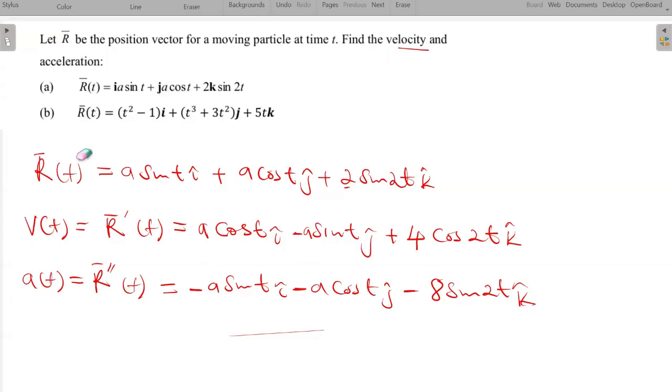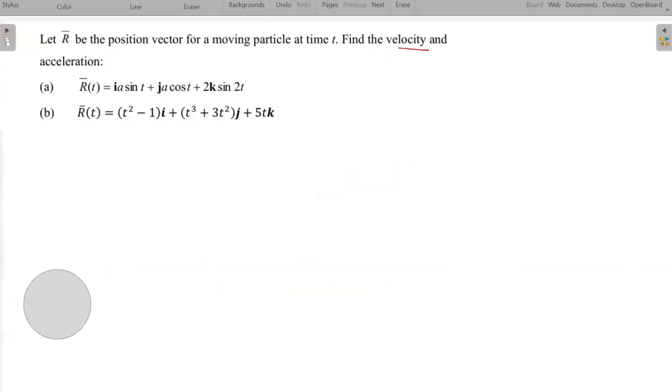So let's do the next one. So next one, we do the same. To get the velocity of this particle at time t, we say v of t, then we differentiate this once, like that. Then we see what we're going to get.